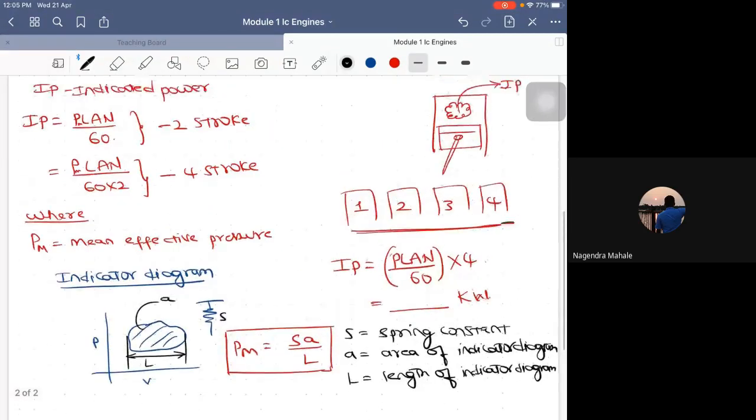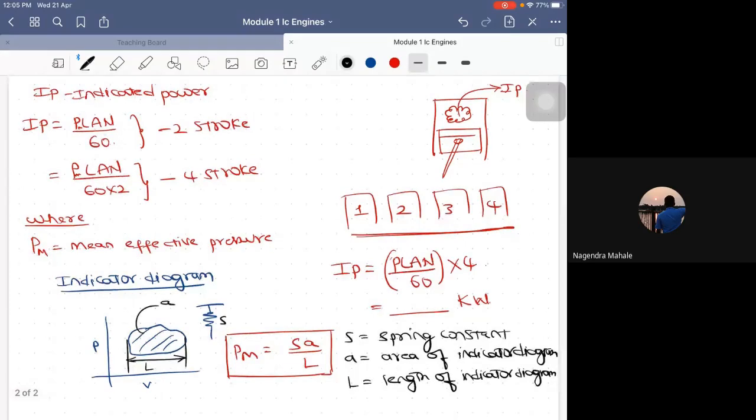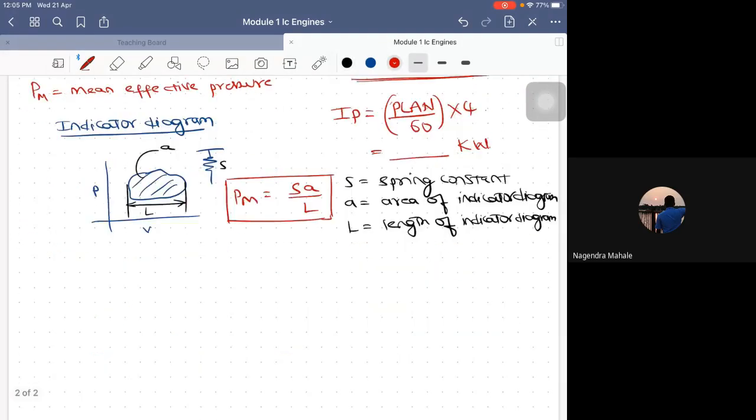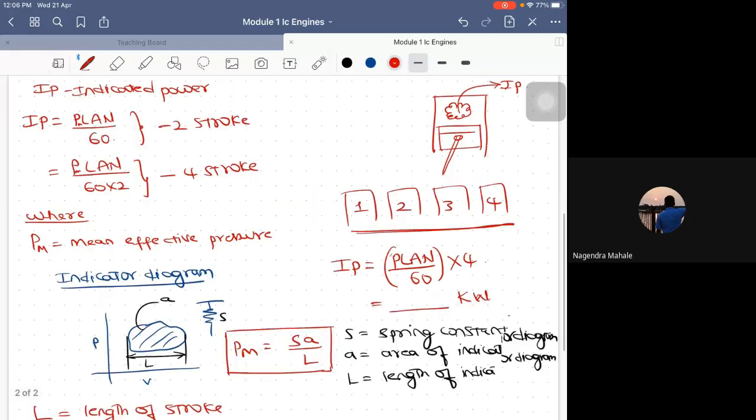So PM is done. What are the remaining parameters? The remaining parameters are L. L is just the length of the stroke. Length of the stroke is the distance through which the piston moves. The piston moves through a certain distance, isn't it? That particular length is the length of the stroke.